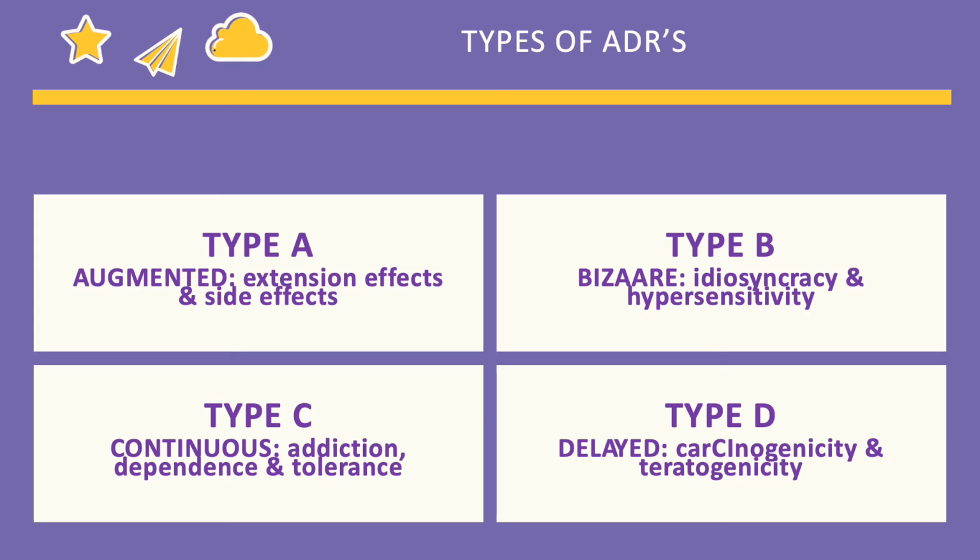So the first subtype is extension effects. This is related to the pharmacological activity of the drug. It is also called exaggeration. We have an unwanted increase in the intensity of effect. This can be attributed to overdosage that results in excessive action.